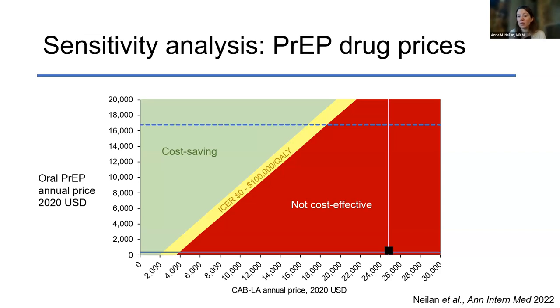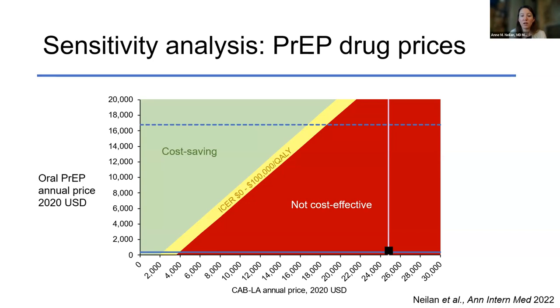The horizontal axis shows annual drug price of CAB-LA from 0 to $30,000, with that vertical white line indicating the CAB-LA base case price. The green area indicates where CAB-LA would be cost saving using that threshold we picked. Yellow, where the ICER would be less than $100,000 per QALY, and red, where CAB-LA wouldn't be cost effective by the way we defined it.